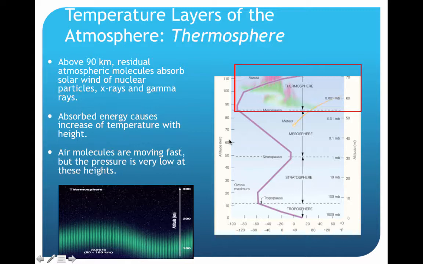And then the top layer of the atmosphere is called the thermosphere. The air molecules are very far apart, but each air molecule is very hot. That's because there's so much energy coming from the sun. Nuclear particles, X-rays, gamma rays, and all of that heats up those air molecules. They're moving very fast. And then you also might notice the colored lights here. If you've ever been close to Canada in the summertime, maybe you've seen the northern lights, the aurora. That's the interaction of charged particles from the sun that interact with our magnetic field.